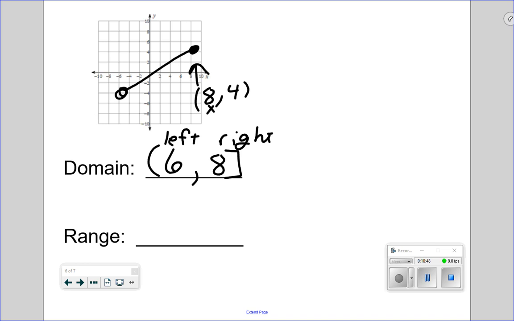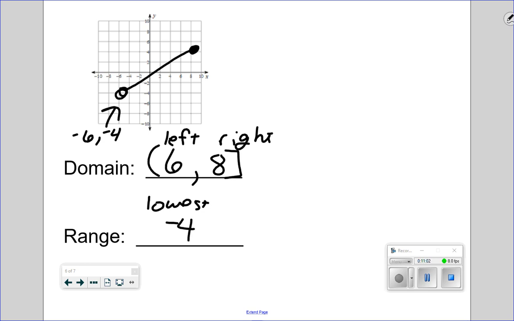All right, range, we're going to look for lowest and highest point. So, lowest point, right here. That point has a y value of -4. It's -6, -4. We're going to use a parenthesis just like we did with the domain because it's an open circle. To represent that point, we use a parenthesis.